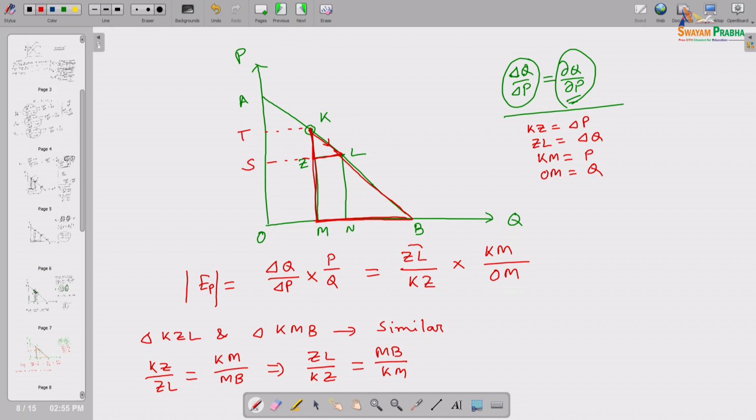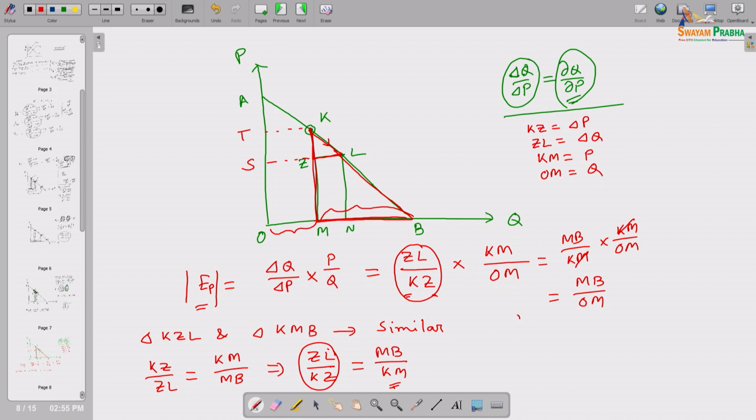Now, instead of this KZ by ZL in the elasticity of demand equation, we replace it by this, because they are the same. So that will be MB by KM into KM by OM, right. This KM cancels out, and we land at MB by OM, right. Now, MB by OM means what? MB is this distance and OM is this distance, right.